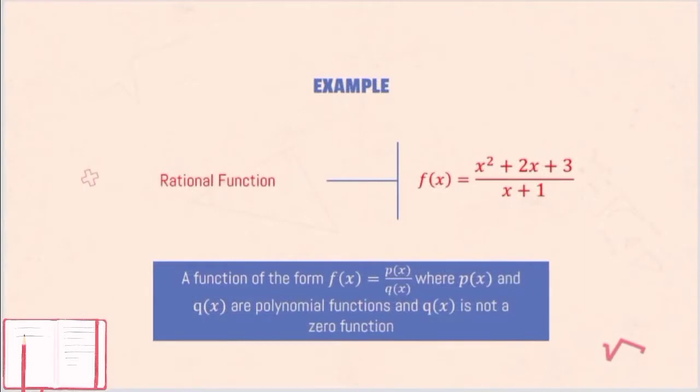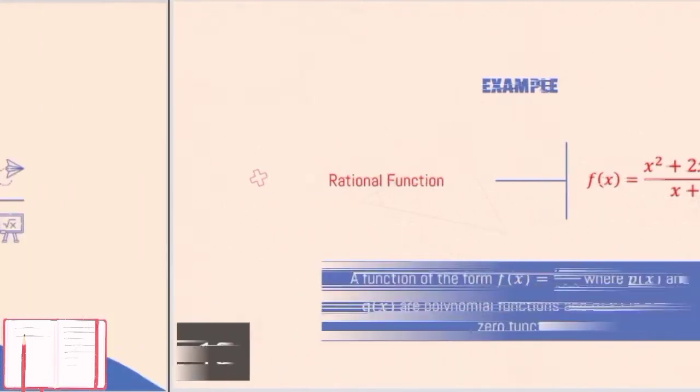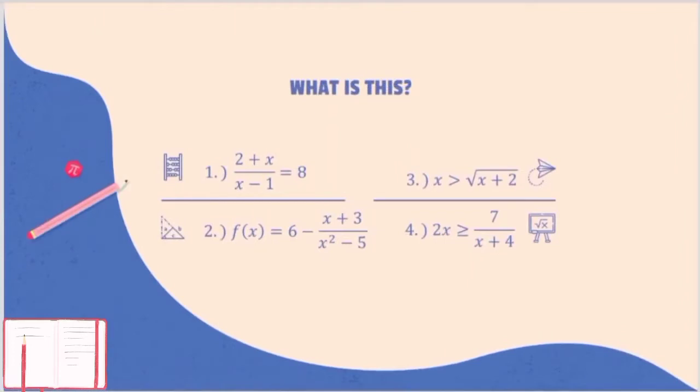Now this is an example of a rational function. f of x is equal to x squared plus 2x plus 3 all over x plus 1. As you can see, the same as a rational equation, a rational function also has an equal sign. However, you should take note that a rational function has f of x, g of x, h of x, or any other function name, or it could also be replaced by y.